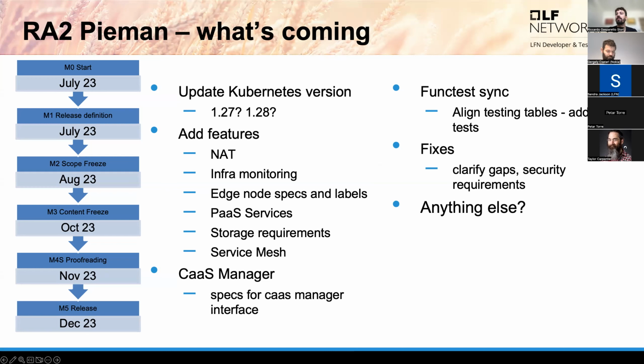Obviously, whenever there are new Kubernetes releases or new APIs or new functions to be tested, or new specifications that mandate new capabilities that have to be implemented, we intend to have a test for these. So obviously we are maintaining synchronization between RA2 and RC2, so the compliance testing based on func test. And obviously any fixes, any gaps that we have, any extra security requirements that we want to fulfill.